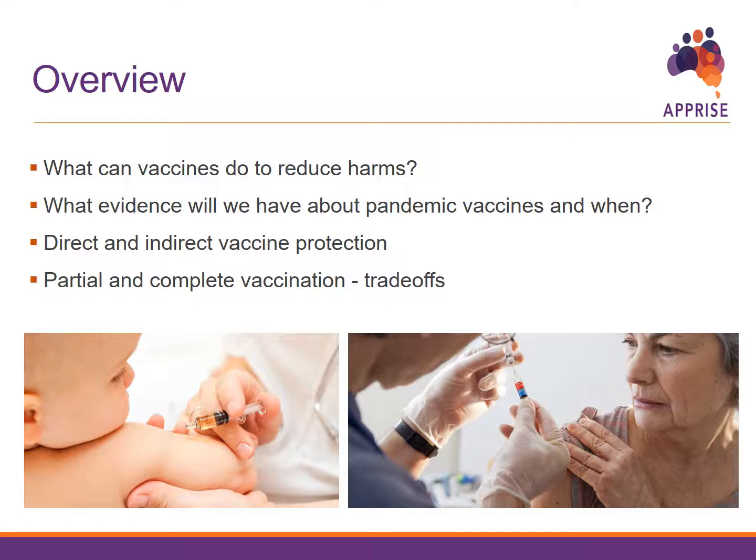We'll talk about two types of vaccine protection, direct and indirect. And we'll talk about the trade-offs between what I'm calling partial and complete vaccination. If 2 doses of vaccine are needed to fully protect against infection, is it better to give more people a single dose with partial protection or fully immunise a smaller group of people?